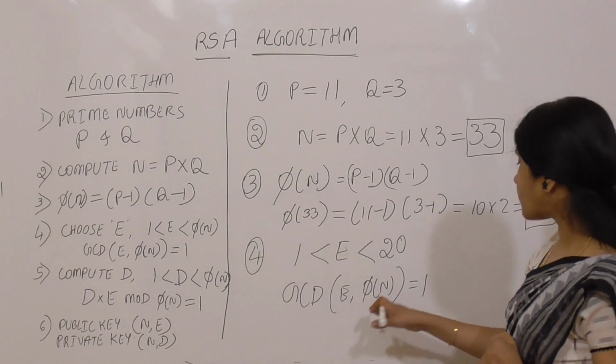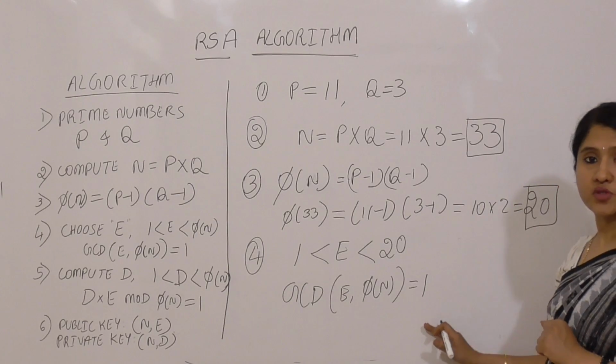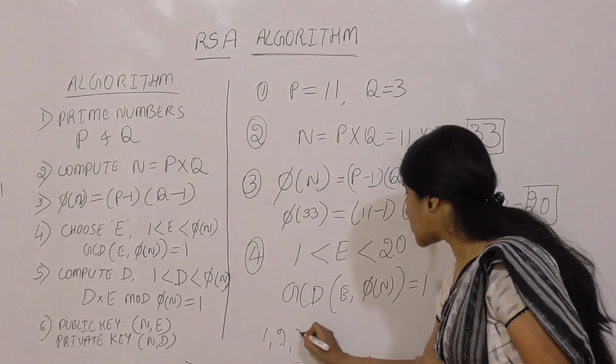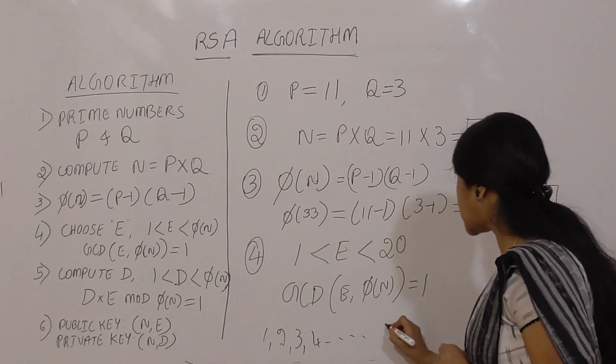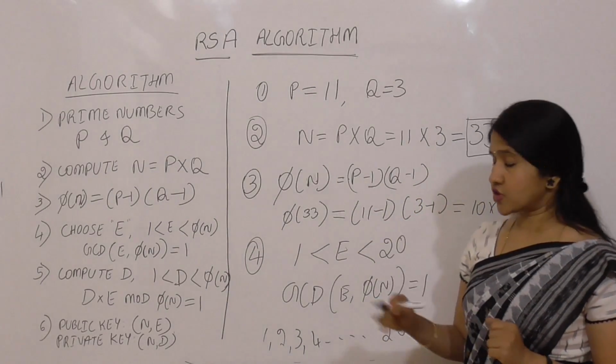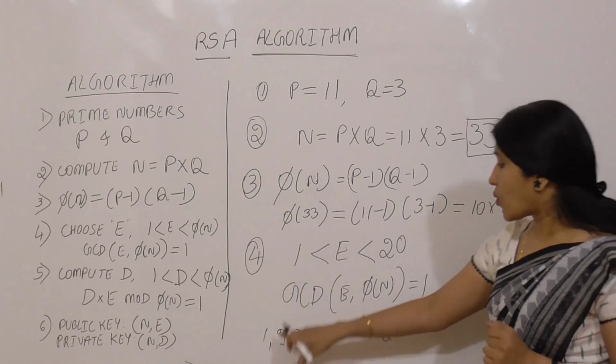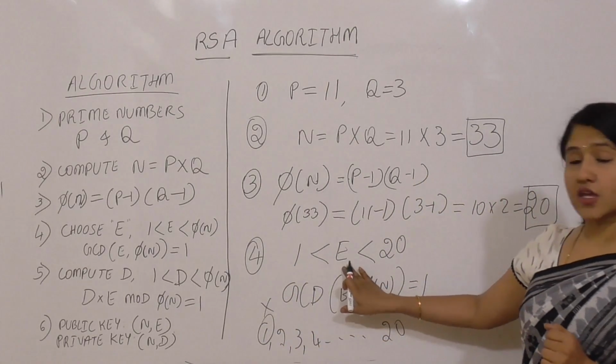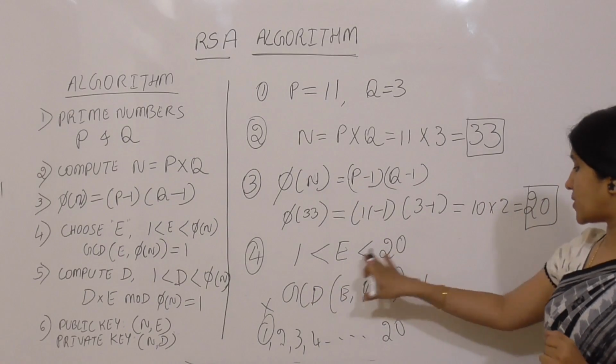So GCD of E and phi of n should be 1. That means it should be relatively prime. Let me choose from 1, 2, 3, 4. Let me take some numbers up to 20 and try which one suits the criteria. 1 I can't take, right? 1 I can't take because my E should be greater than 1 and it should be less than 20.